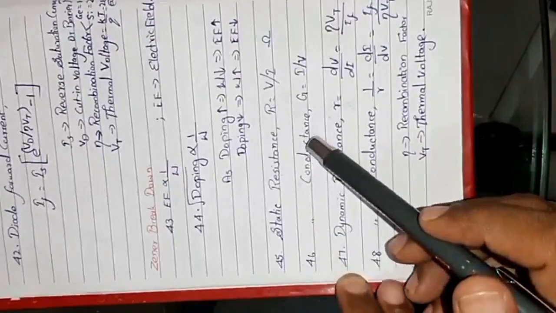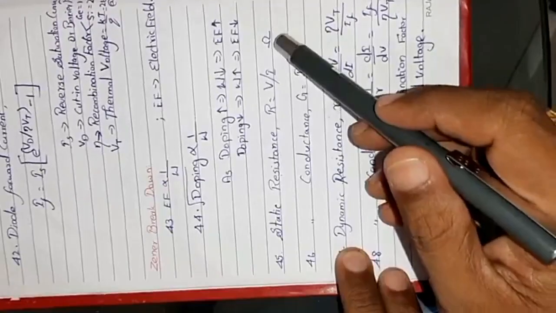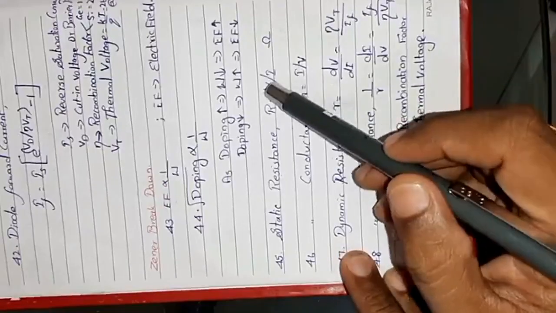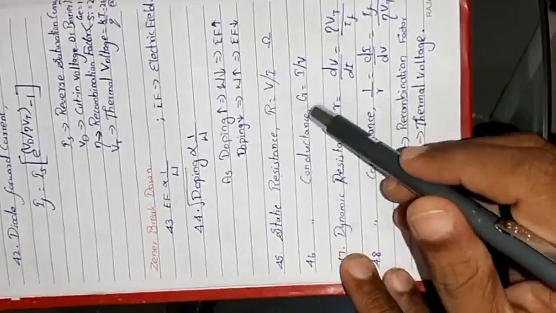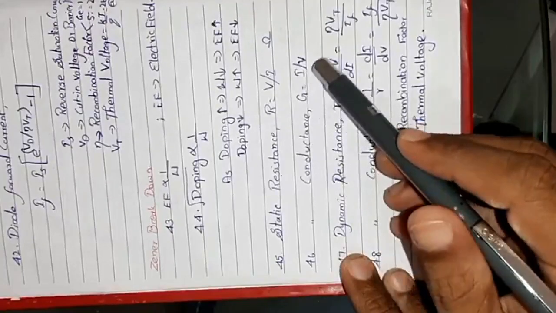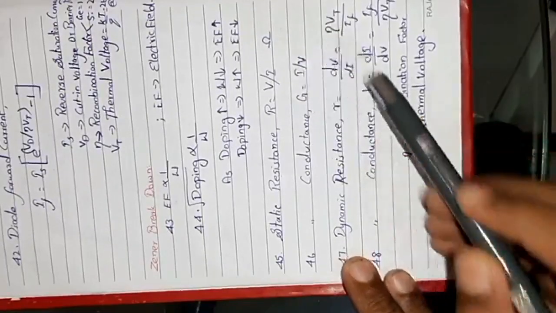Number 45: static resistance R is equal to V by I in ohms. So it is the ratio of voltage and current, whereas static conductance G is the reciprocal of resistance, and that is the ratio of current to voltage, I divided by V.